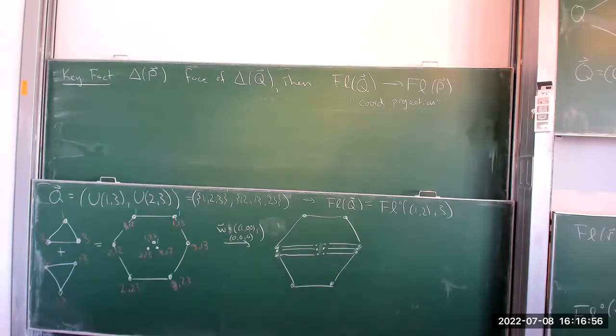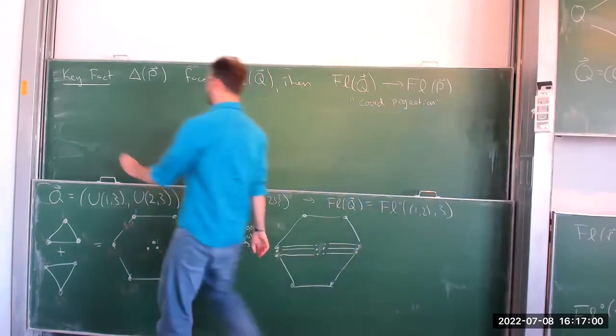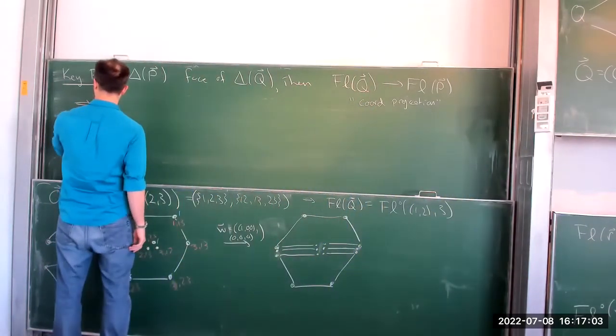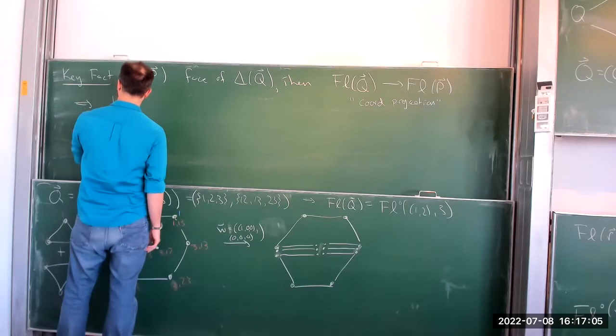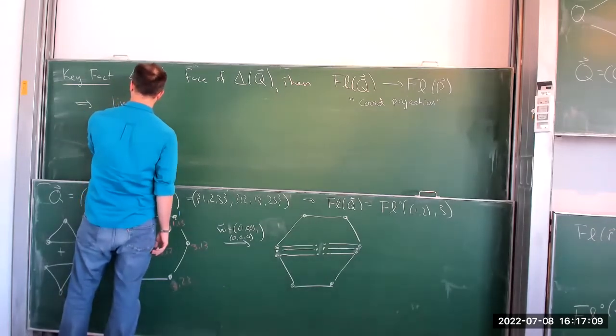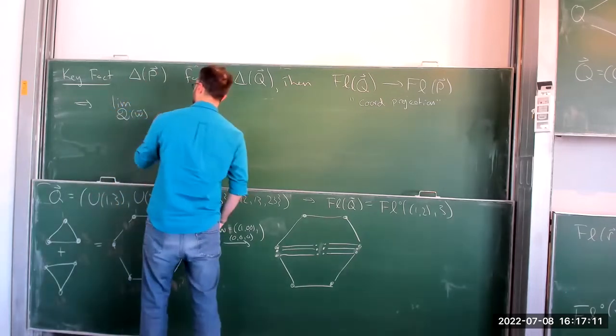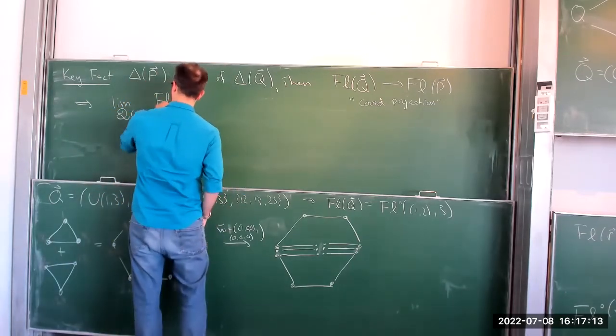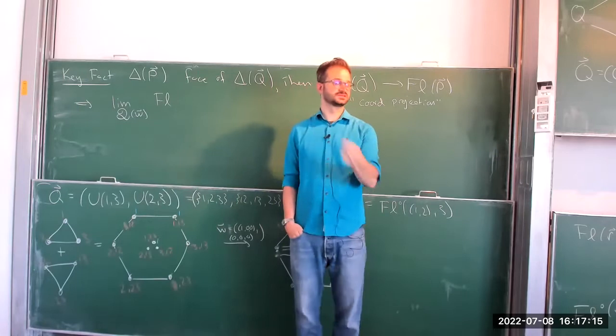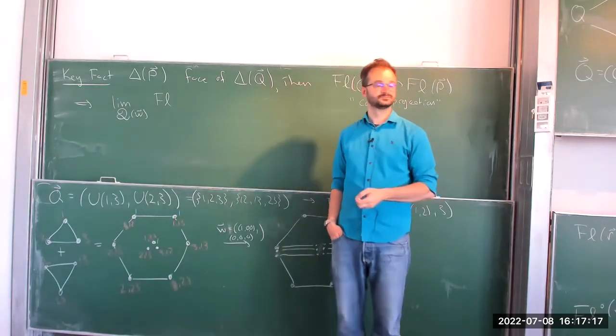And so given this fact, you can actually form the inverse limit over a subdivision over W vector of flag matroid strata, right? This is now some well-defined object.